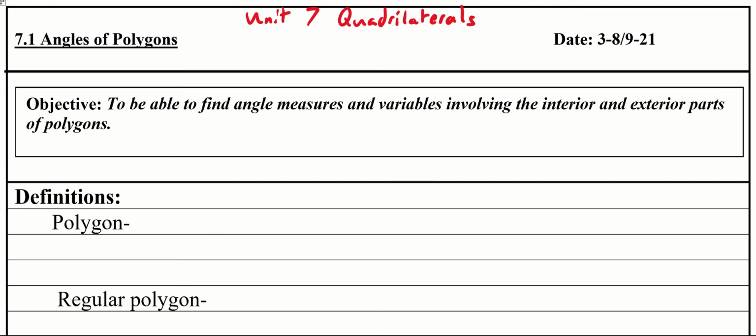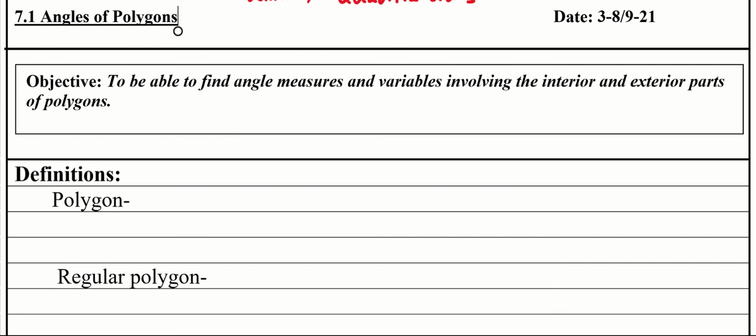And so that's why we're doing this today, 7.1, angles of polygons. The date today is the 8th or the 9th, depending on what class you have here. Okay, and our objective is we're going to use this information that we figure out about polygons and what we talked about in the lab to solve problems for angles inside a shape and angles outside of a shape, or in other words, the interior and exterior.